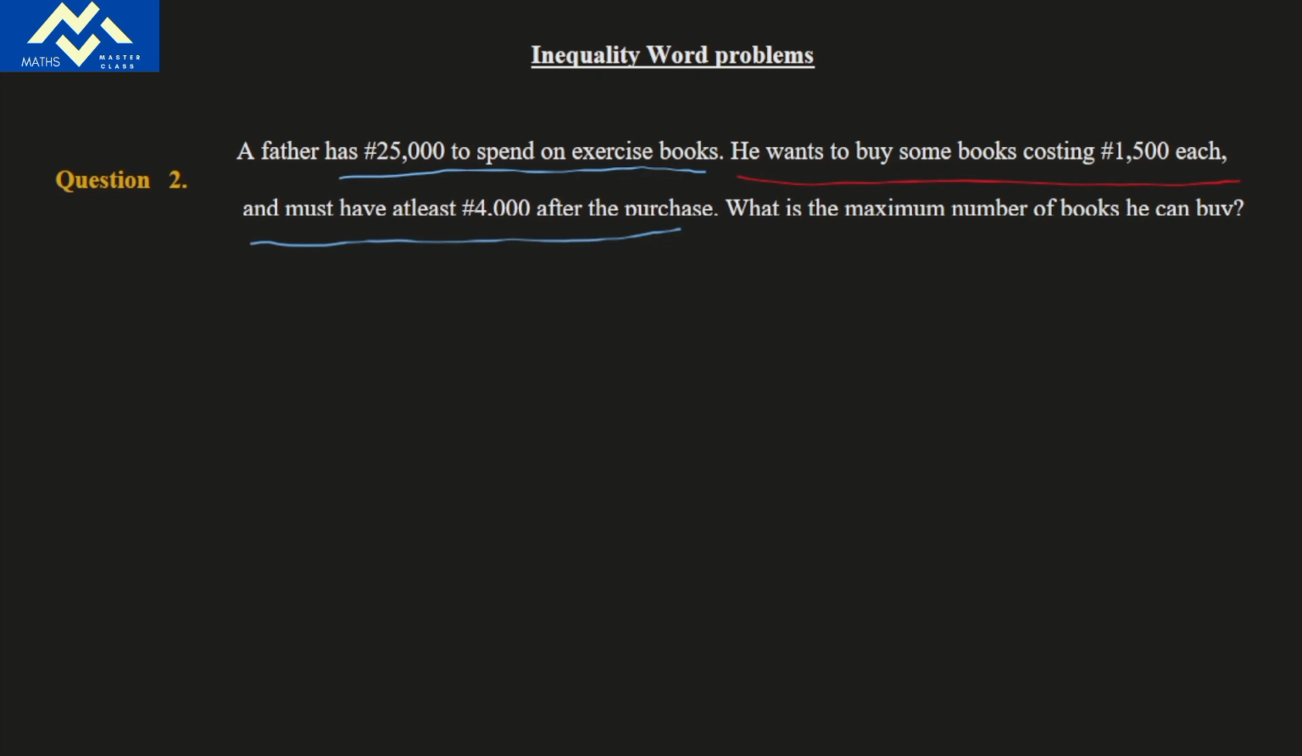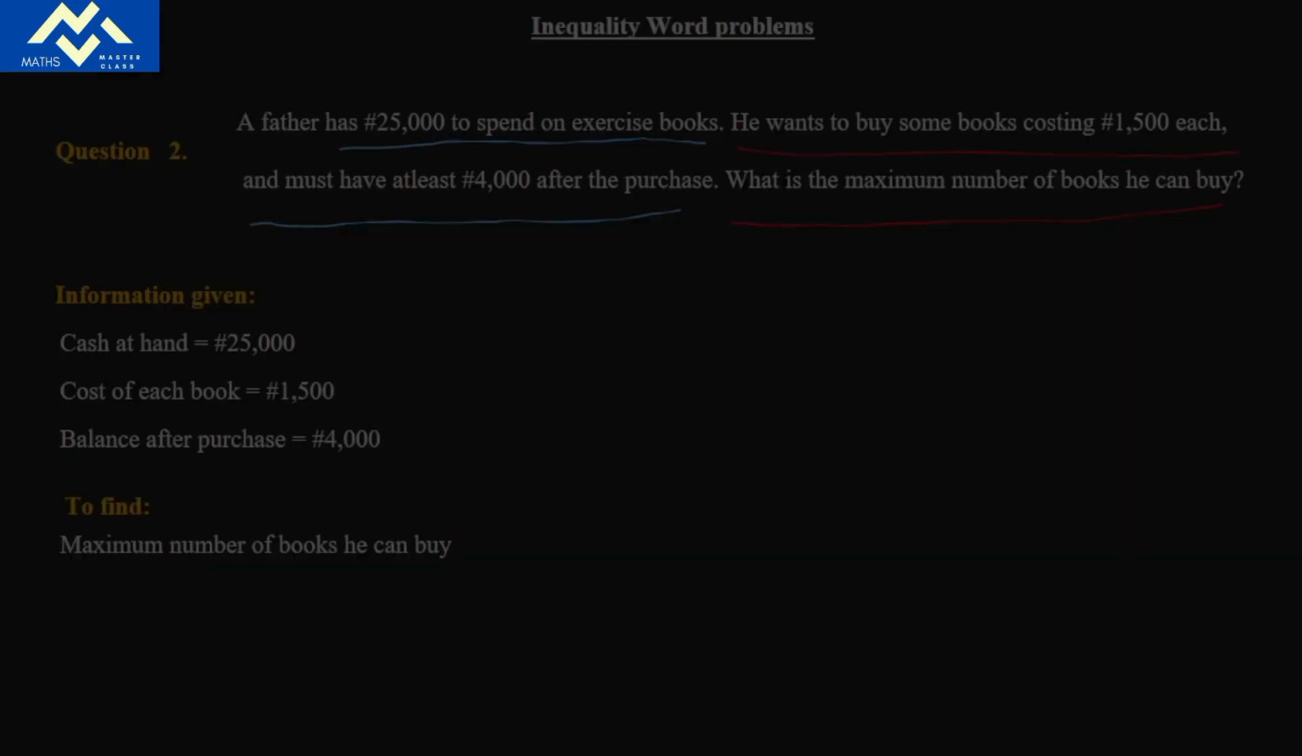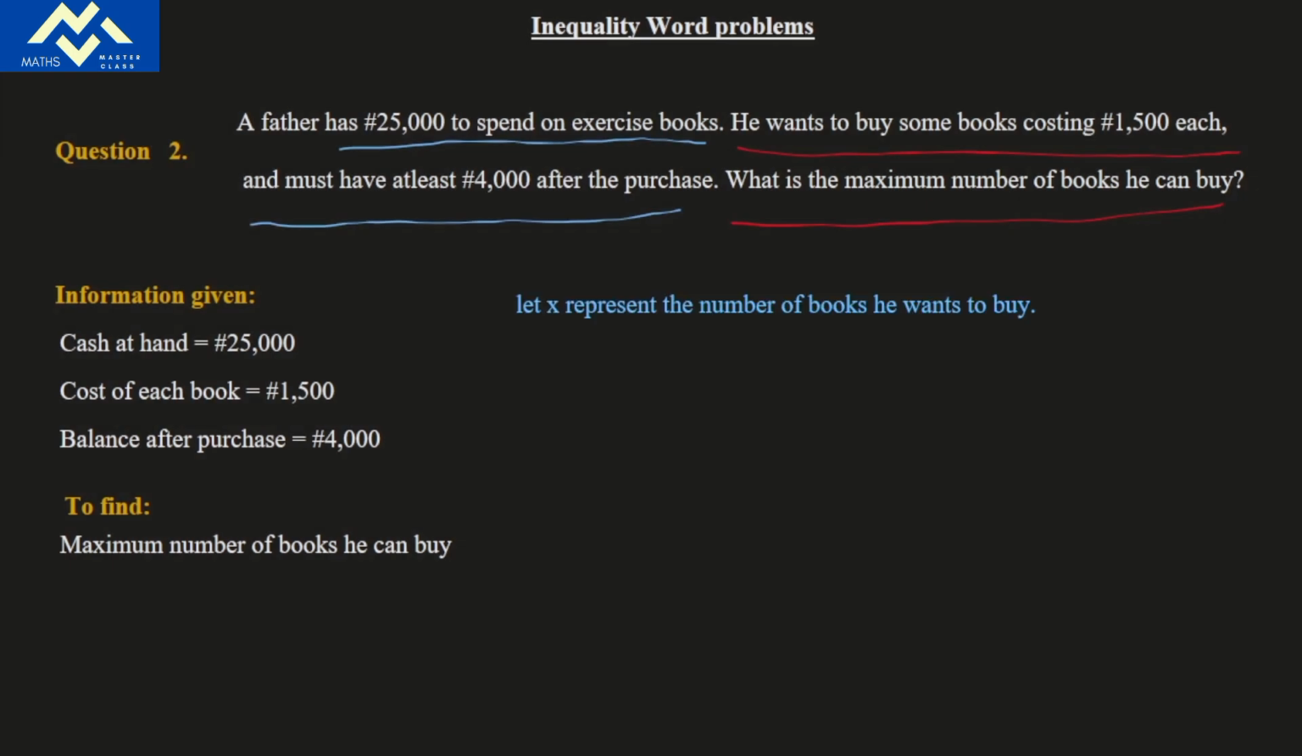The question says, what is the maximum number of books he can buy? That's what we don't know. So let's represent the number of books by x. Now, let's put all the information together.